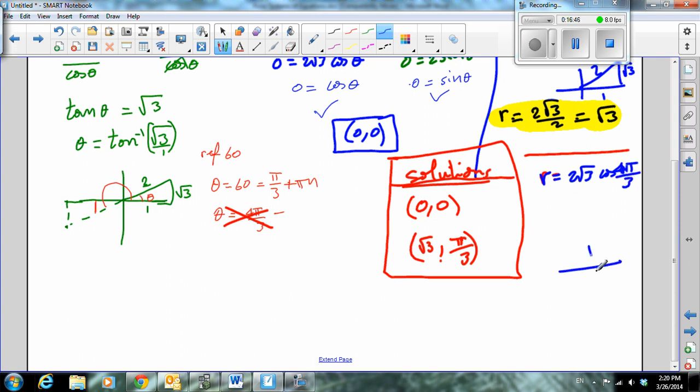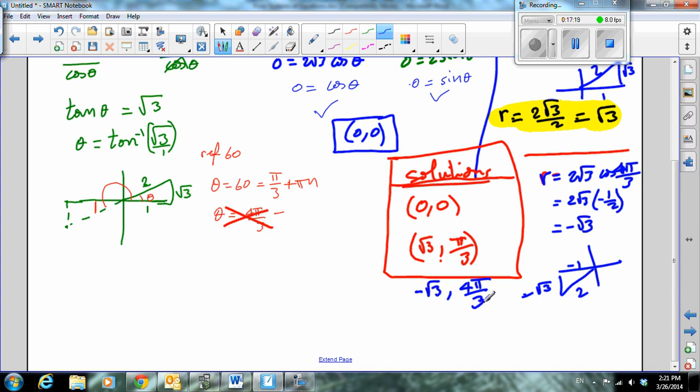Cosine of 4 pi over 3, 4 pi over 3 is located here. This is square root of 3, negative 1 and 2. So the cosine will be negative 1/2. So this would have been 2 square root of 3 times negative 1 over 2, giving you negative square root of 3. So the other solution would have been negative square root of 3, 4 pi over 3.